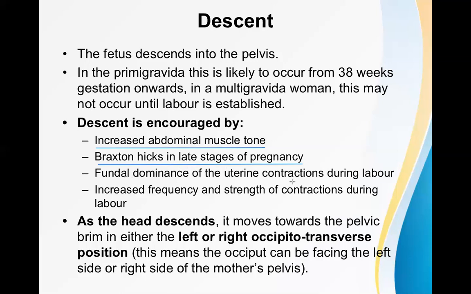Fundal dominance of the uterine contraction during labor. Fundus has a good amount of muscle. So if the fundus contracts vigorously, then descent will definitely be encouraged. And increased frequency and strength of the contraction during labor. This is called true labor pain, and true labor pains are because of rhythmic and regular uterine contraction. So these are the different forces which will push the baby to descend downward. That's what we are talking about.